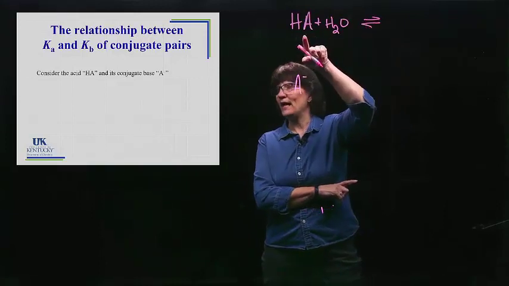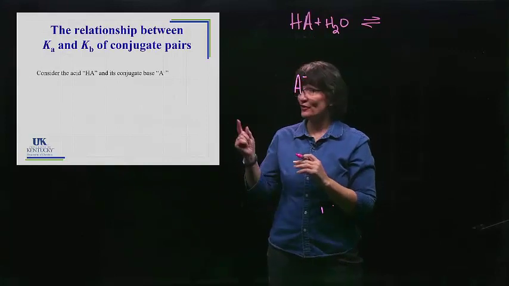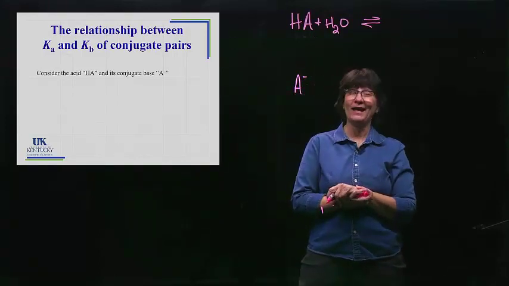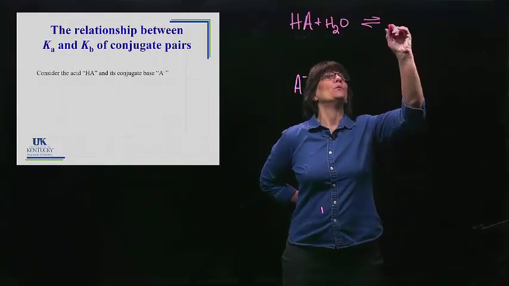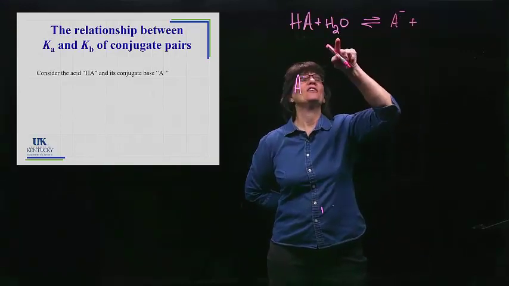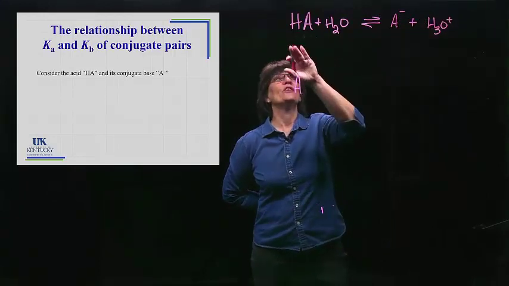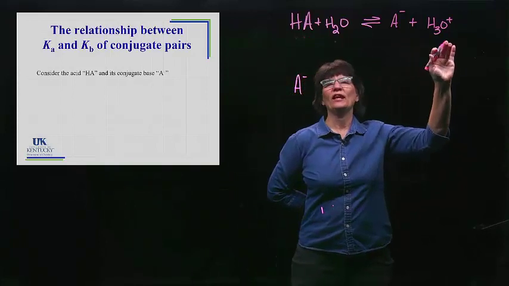Since it's a weak acid, and I didn't tell you that it's a weak acid, but I am telling you now, if there's a Ka value associated with it, then it has to be a weak acid. And then we're going to have it donate, and that leaves you with A minus. And if water accepted, you have H3O plus. Okay? So this is the acid doing the acid thing in water.